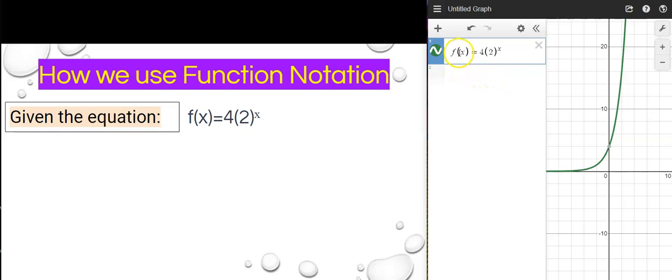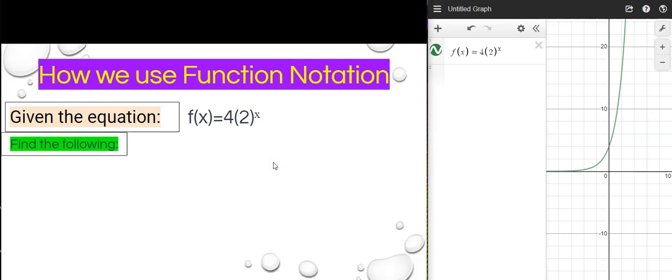But you can also notice that me putting f of x does the same exact thing as if a y was there. Let me show you that. So what if I go and put y equals, same equation, 4 and 2, and I'm going to raise that to the power of x. As you can see, it creates the same exact equation because they are the same exact thing. The only difference is the green equation is written in function notation. Now, why is that important in mathematics? I'm going to help you understand that.